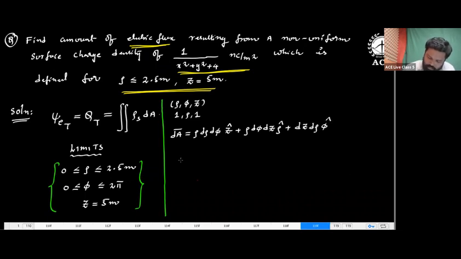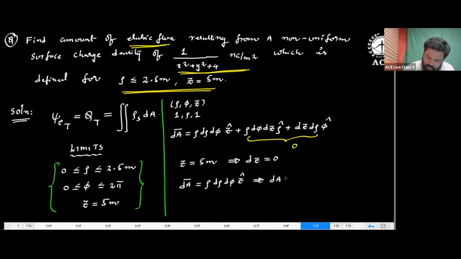What is said here? Z is equal to 5 meters. What happens to the dz? dz is equal to 0. That means these two terms will be equal to 0. So what is this dA? rho d rho d phi z cap. So here dA is equal to rho d rho d phi, just a scalar quantity. So that is the differential area, beta.